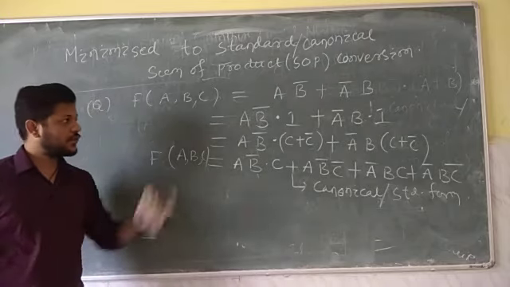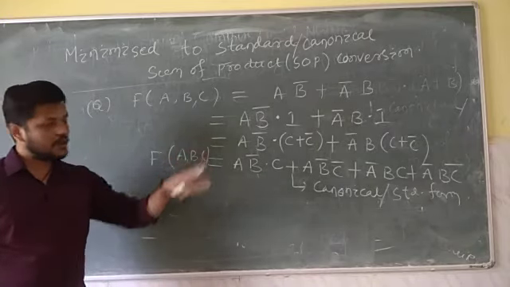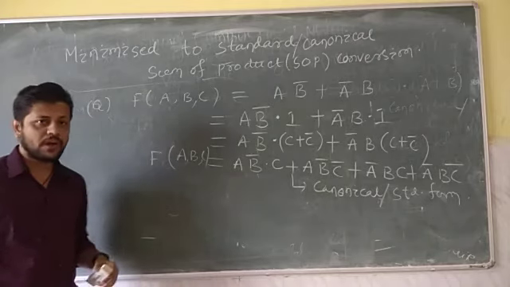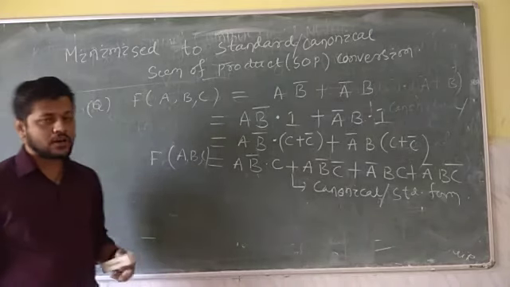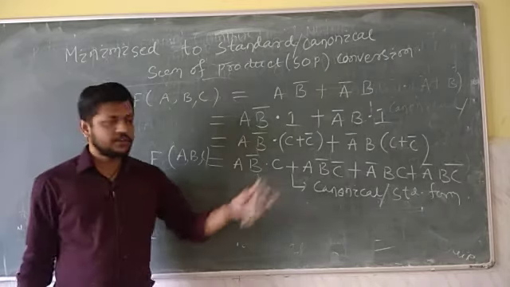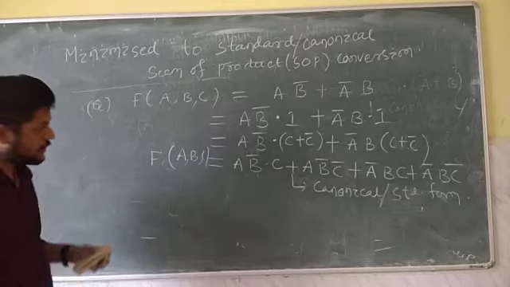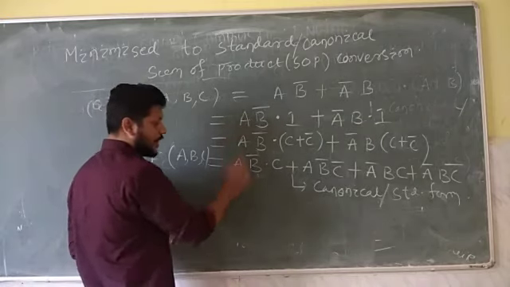Whichever term is missing, just dot with 1. Again represent that term with C or C bar, so that will give you 1. After that, multiply, and if any redundant term is present, just cancel it out and write the expression. As I have explained, in sum of product form the variable is known as 1 and variable bar is known as 0.